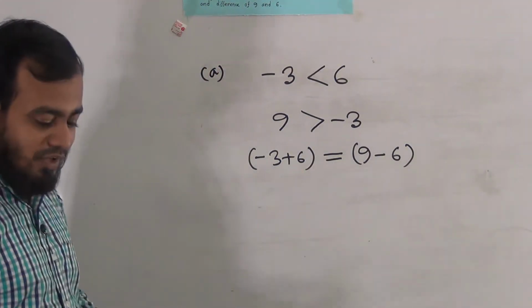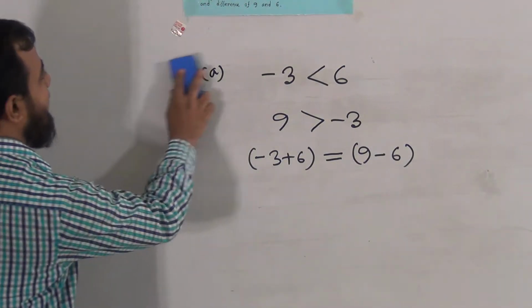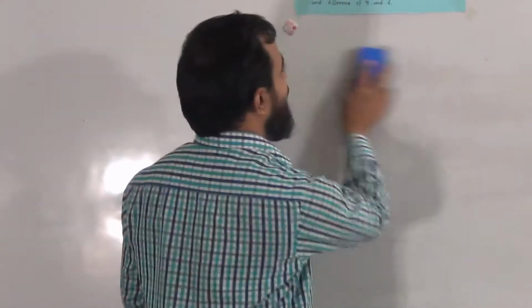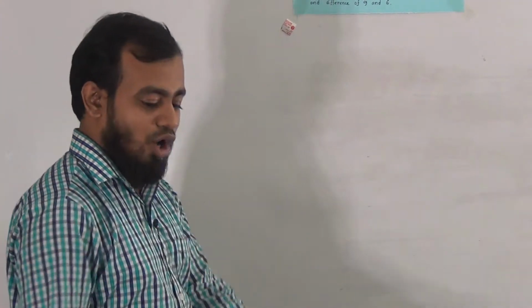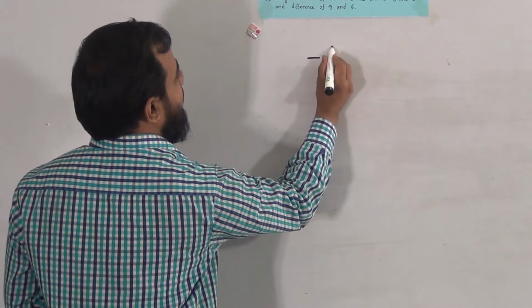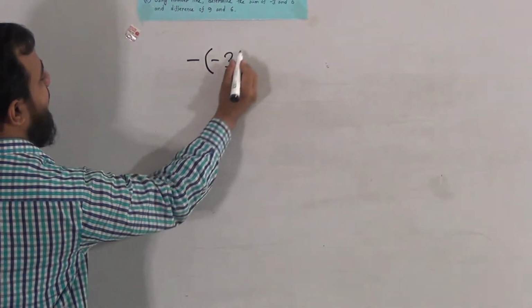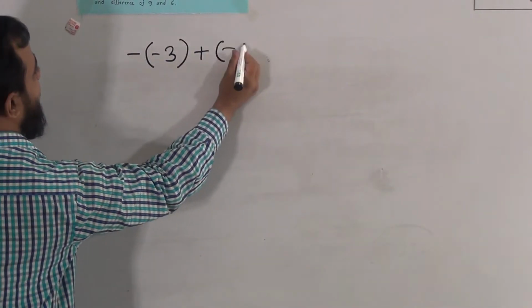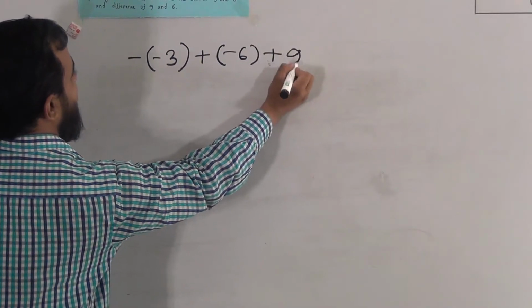Okay, now activity B. Activity B is to determine the value of this expression. We have to find out the value of activity B. Activity B is here: -3 plus -6 plus 9.